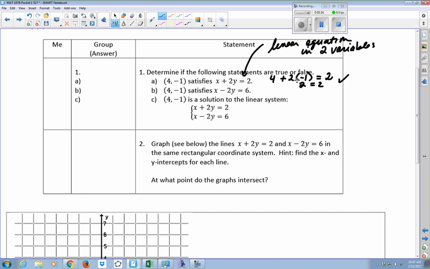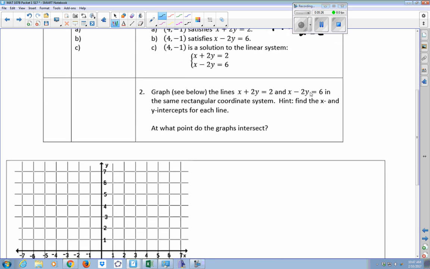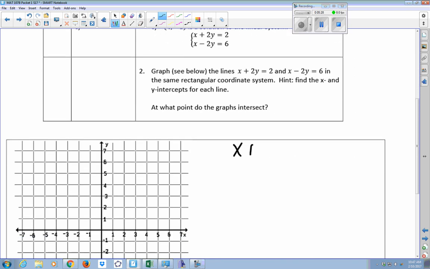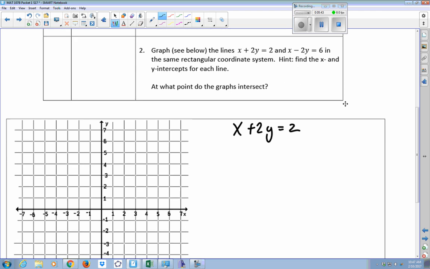So let's do that now. When you see an equation like x plus 2y equals 2, one of your first instincts is to make changes to this equation and make it into the form y equals mx plus b. That's not necessary, and it also could introduce some errors.